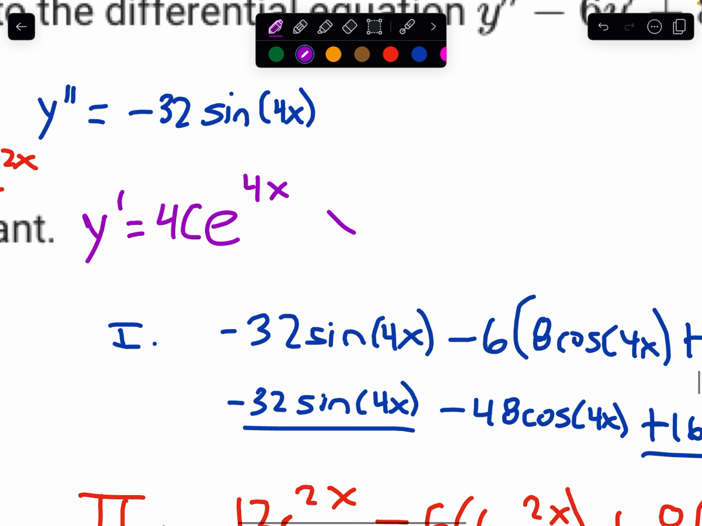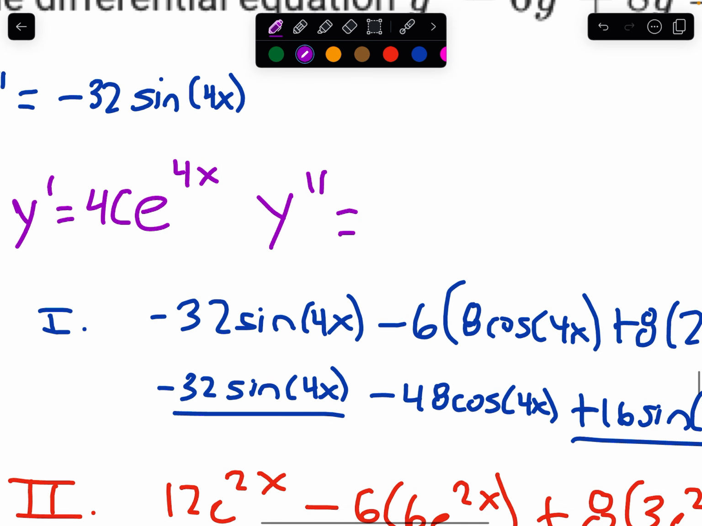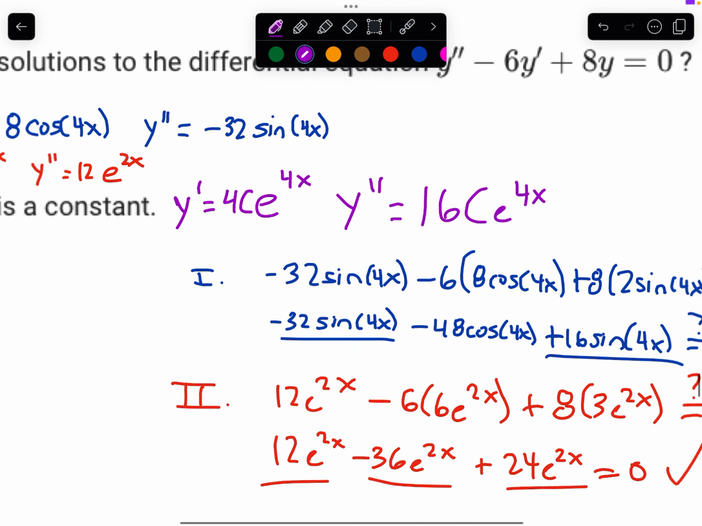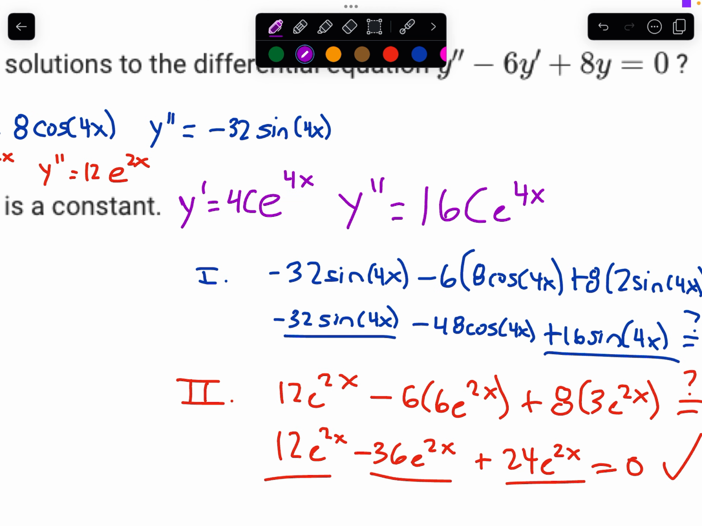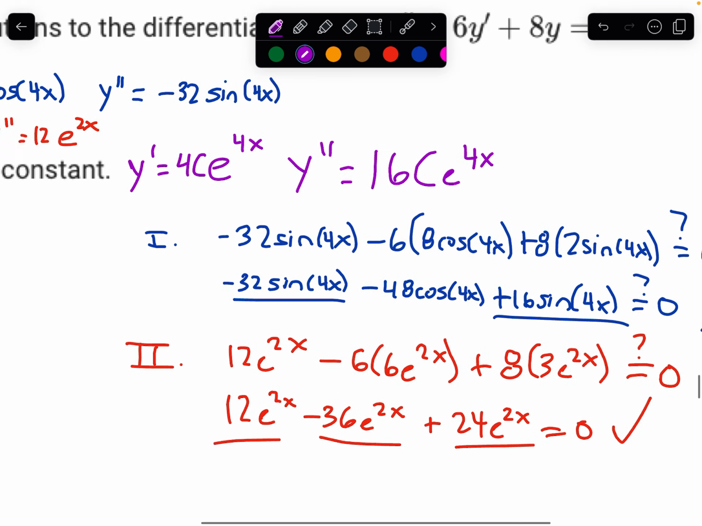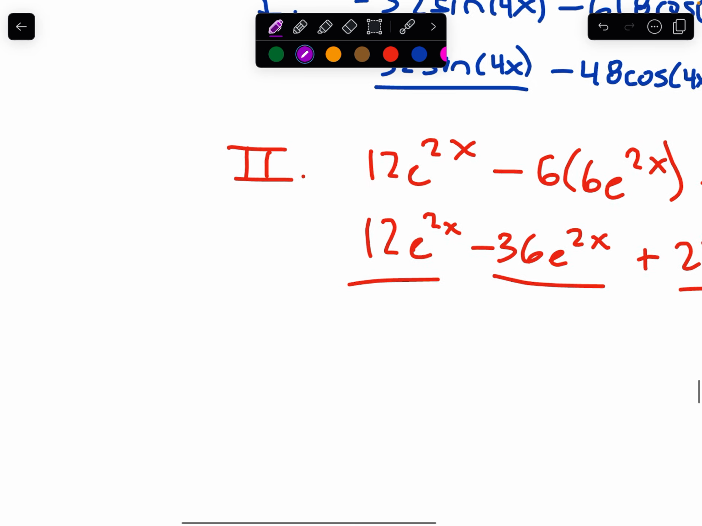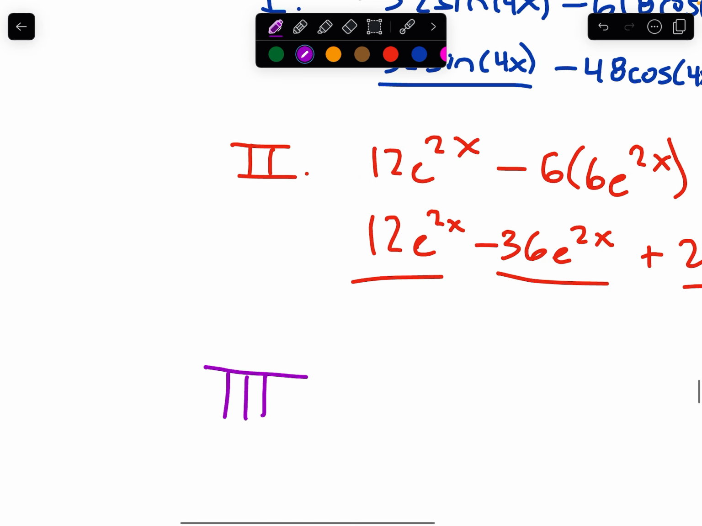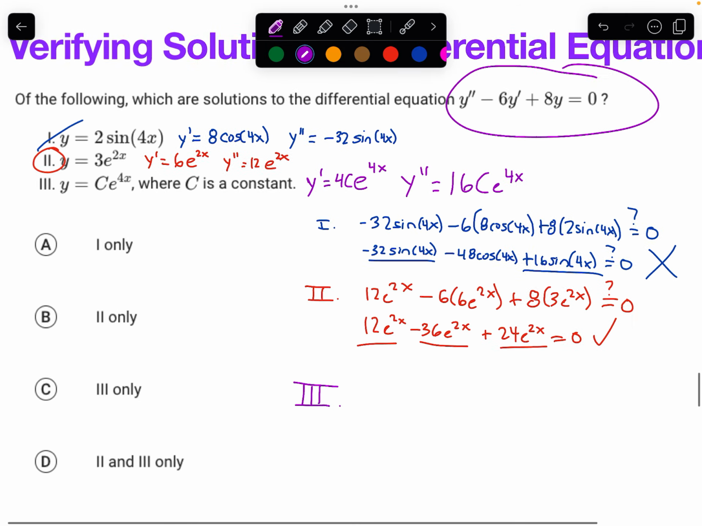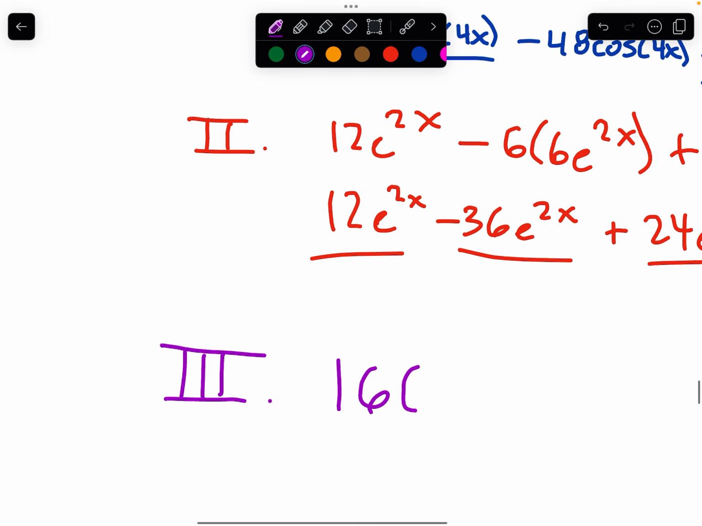Our second derivative, y double prime, maybe you could work this through in your head. I'm just going to speed things up a little bit there. 16ce to the power 4x is what we would get. So let's see if then ce to the power 4x is a solution to the differential equation provided. So here's Roman numeral number 3 now, checking this out. We start out with y double prime, that's 16c e to the power of 4x.